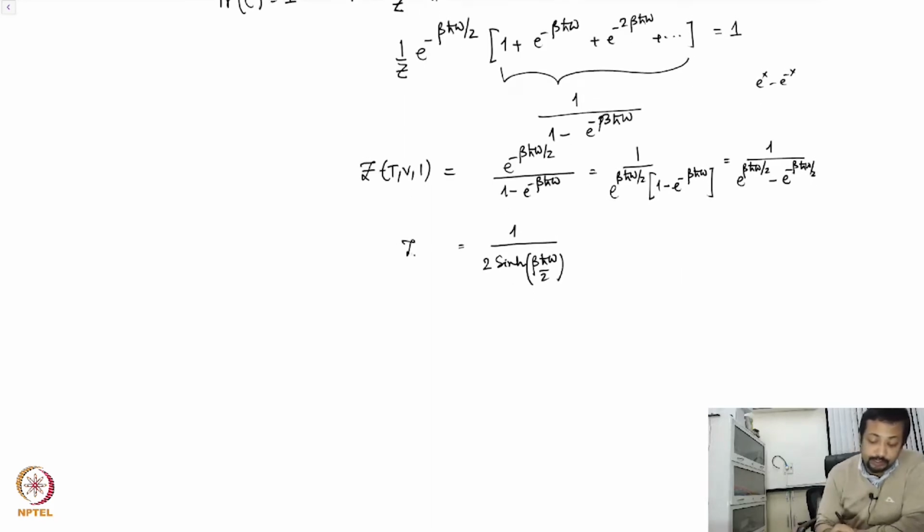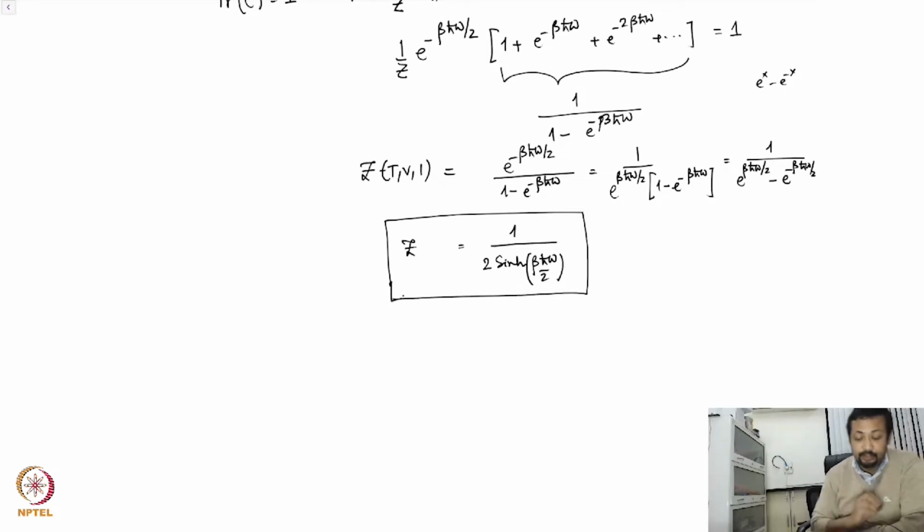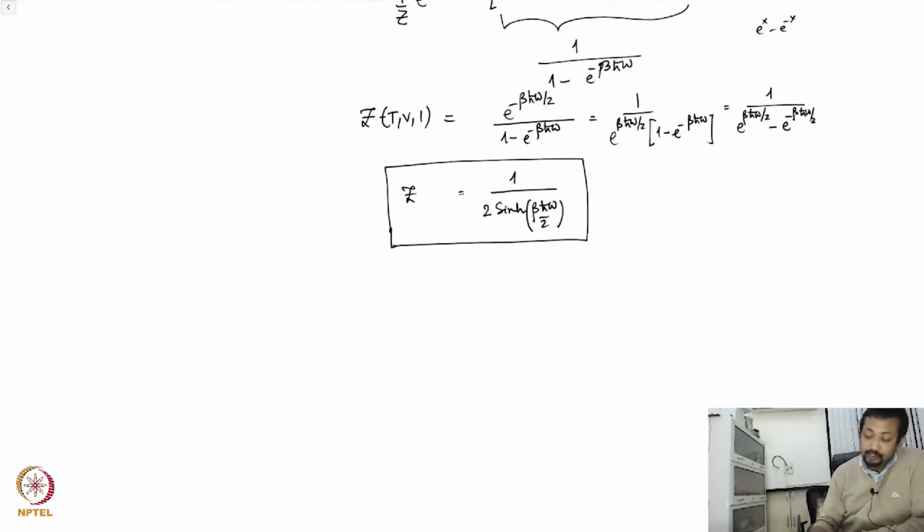So this is your partition function, the canonical partition function. Now the idea is to construct the density matrix in the coordinate representation, and this is where it becomes a little bit more involved, but it's very straightforward mathematics. There is nothing extremely difficult which you cannot do.